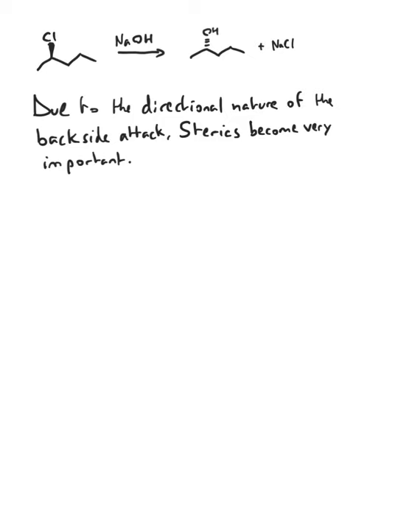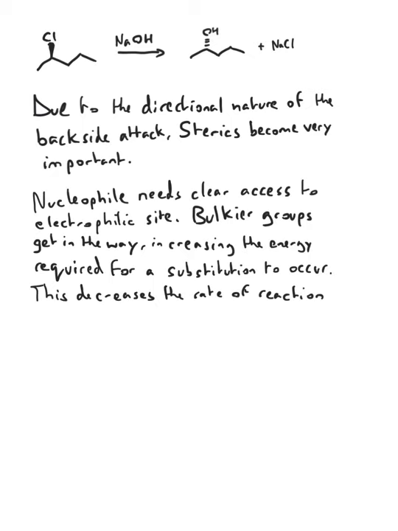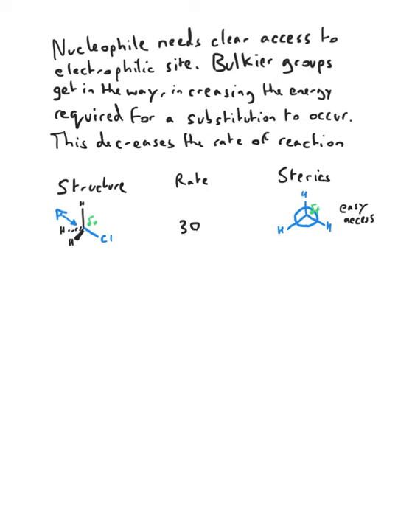So due to the directional nature of the backside attack, sterics become very important. The nucleophile needs clear access to the electrophilic site. Bulkier groups get in the way, increasing the energy required for a substitution to occur. This decreases the rate of reaction. We can see this clearly here.